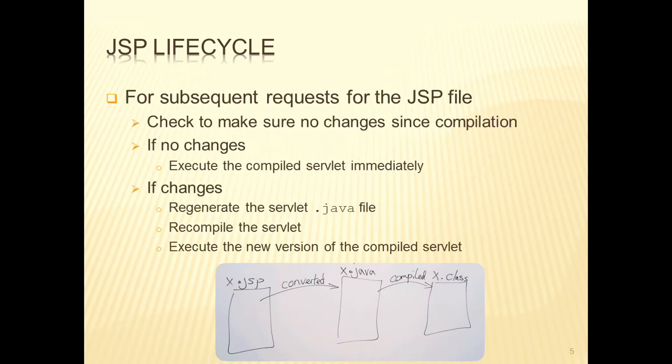When that JSP file has been requested a second or third or any other number of subsequent times, the servlet container will first check to make sure that the JSP file has not changed since it was last converted into a servlet. If it has not changed, then all that happens is that the compiled class file will be executed. On the other hand, if there have been changes, then the changed JSP file will have to be converted again by generating a new servlet file, and that new servlet file will then have to be compiled again. And then the new version of the compiled servlet is executed.